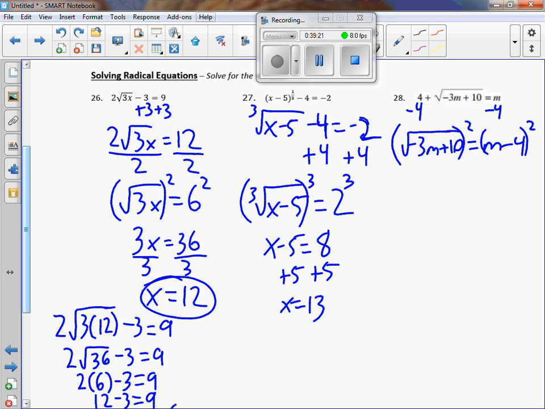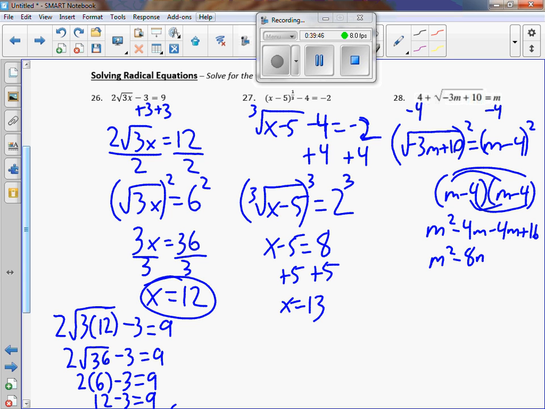Now m minus 4 squared is definitely not m squared minus 16, just squaring both of them. For m minus 4 squared, we need m minus 4 times m minus 4 and double distribute. We'll get m squared minus 4m minus 4m plus 16, or m squared minus 8m plus 16 equals. Make sure you don't make a mistake just because you're moving too fast and didn't double distribute.